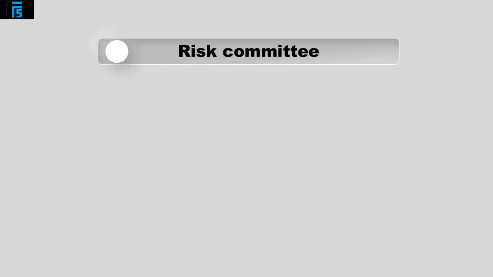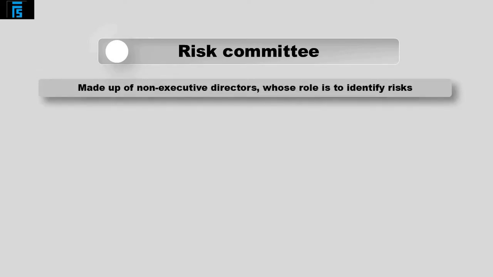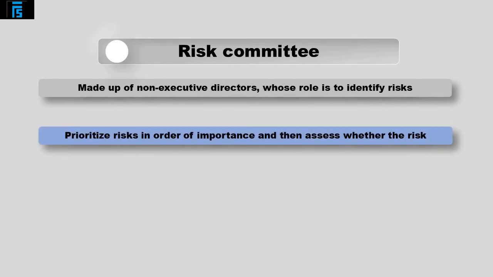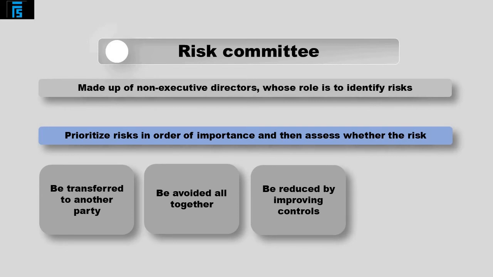The Risk Committee are responsible for assessing the risks associated with the company and recommending the best approach to reduce these risks. This committee is also made up of non-executive directors, whose role is to identify risks and ways to manage those risks. Once identified, they need to prioritise them in order of importance and then assess whether the risk can be transferred to another party, for example by an insurance cover, be avoided altogether, be reduced by improving controls, or, if not likely to happen and low impact risks, be accepted.